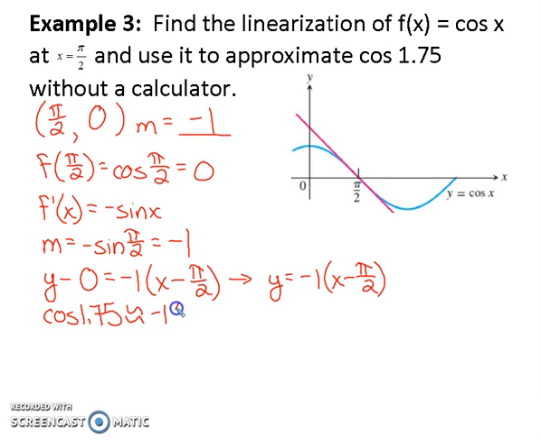So it would be approximately negative 1 times 1.75 minus pi over 2. Now at this point, you're not going to have a calculator. Otherwise, it would defeat the purpose of this problem. If you had a calculator, you could have told me what cosine of 1.75 was 5 minutes ago, and we could have skipped this problem. But you're not going to have a calculator. So really, that's the best you can do: -1 times 1.75 minus pi over 2.